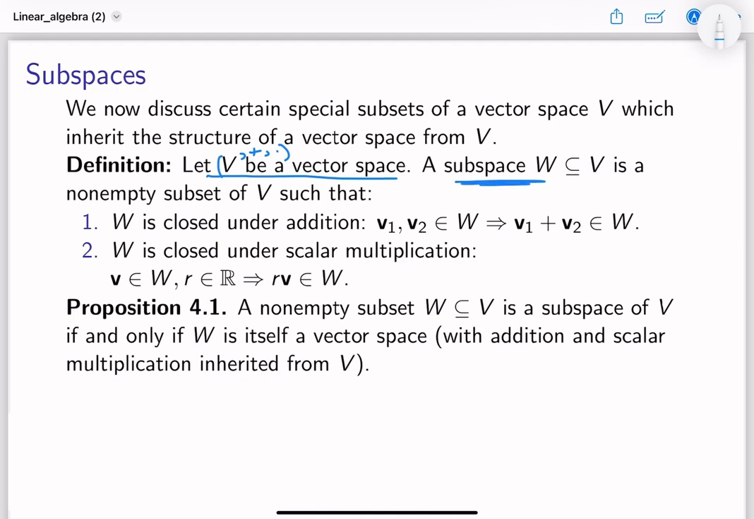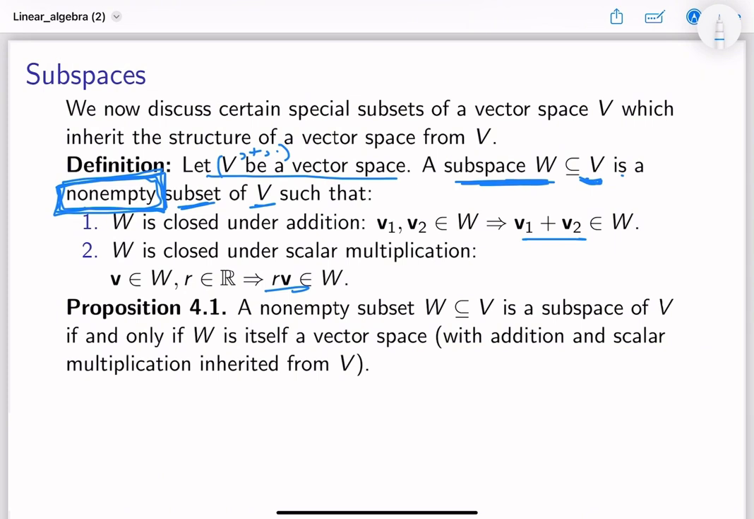A subspace omega of V is a non-empty. This is one thing I can't stress enough. It's a non-empty subset of V. So it's a subset of V, it's not empty, and it's closed under addition and closed under scalar multiplication. And that's it. This is all you need to check.